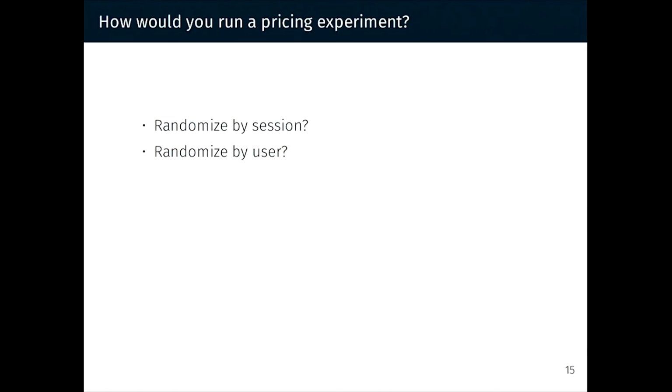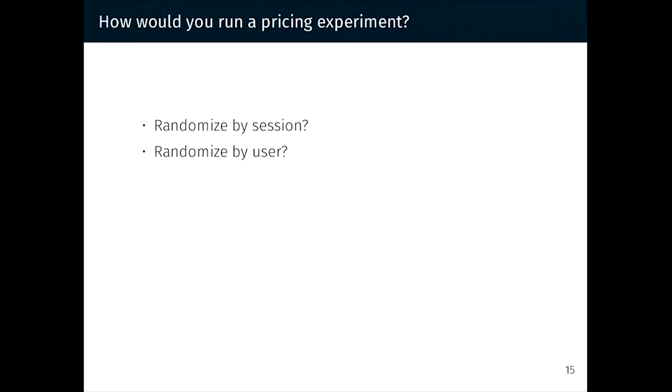So maybe instead we'll randomize by user. If we have some unique user ID, we can randomize users into the bucket seeing the lower prices and the bucket seeing the higher prices. This would solve that problem of the user seeing 2 different prices at once. But you could still have me and my friend sitting side by side, opening up the same page and seeing 2 different prices. And again, users might get upset.